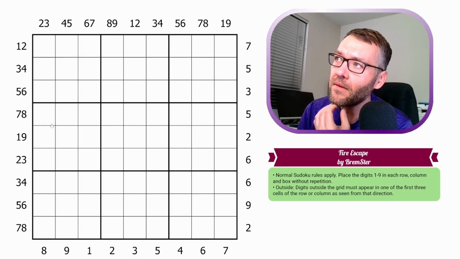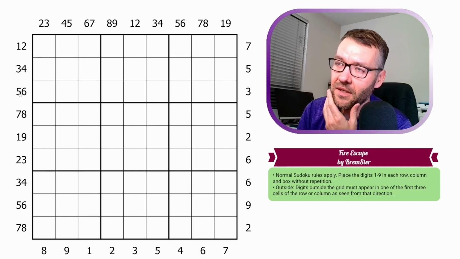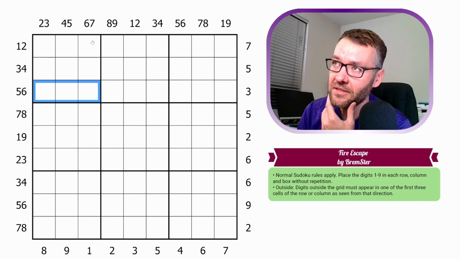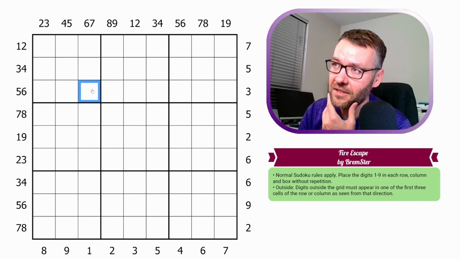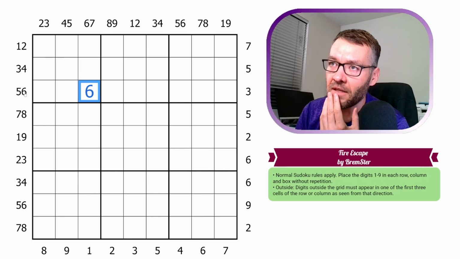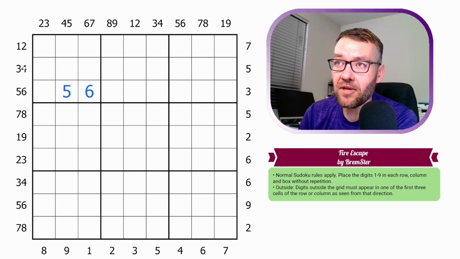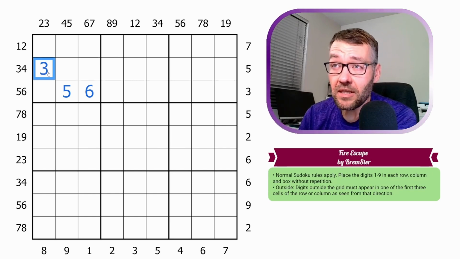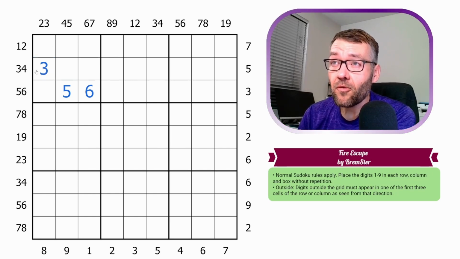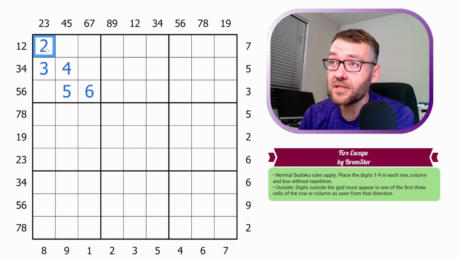Okay, I think the best thing to do is look where there's overlaps between the horizontal numbers and the vertical numbers. Like we have to have a 6 in here and a 6 in here, so that makes this cell the only spot where there can be a 6. And then we have a 5 here and a 5 here, so this has to be a 5. We have a 3 here and a 3 here, so this has to be the 3. We have a 4 here and a 4 here, so there's a 4. We have a 2 here and a 2 here, so this has to be the 2.